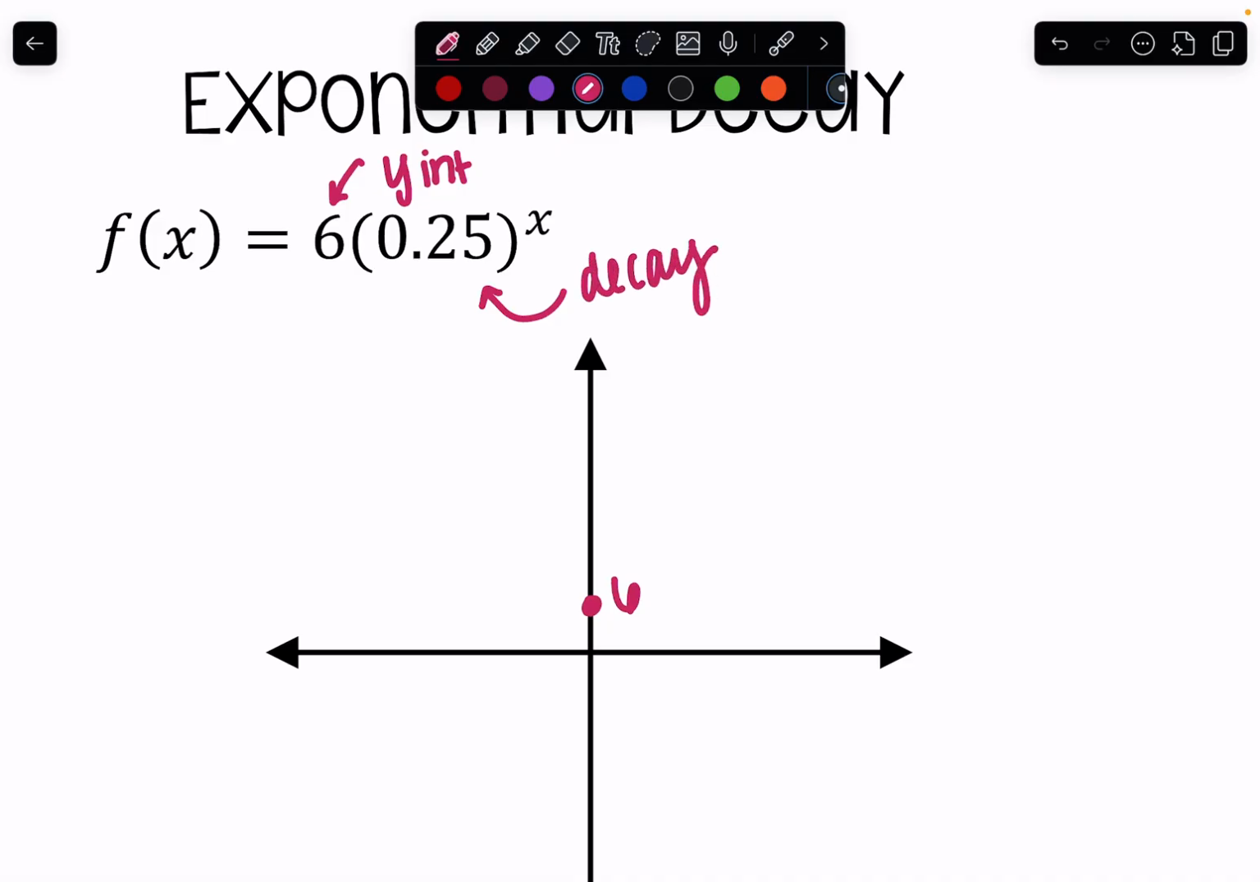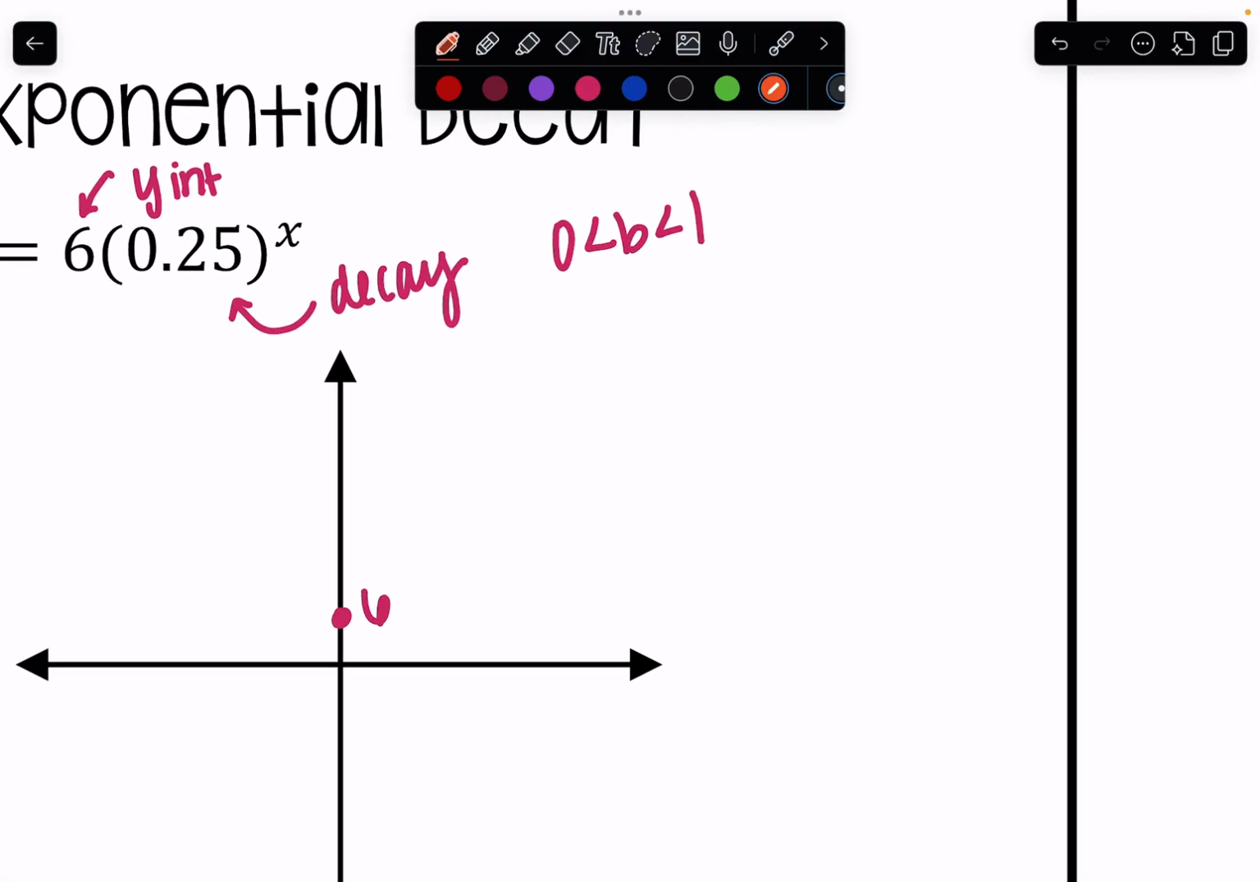So when my b value is between 0 and 1, meaning it's a fraction less than 1, then this is decay. Not all fractions are less than 1, though. 3 halves would still be growth, because 3 divided by 2 is 1.5. So this would be decay. Again, you don't have to write this, but I'll show us why.